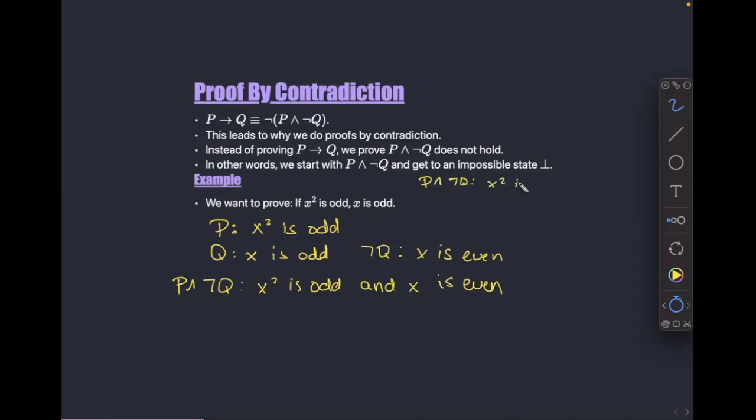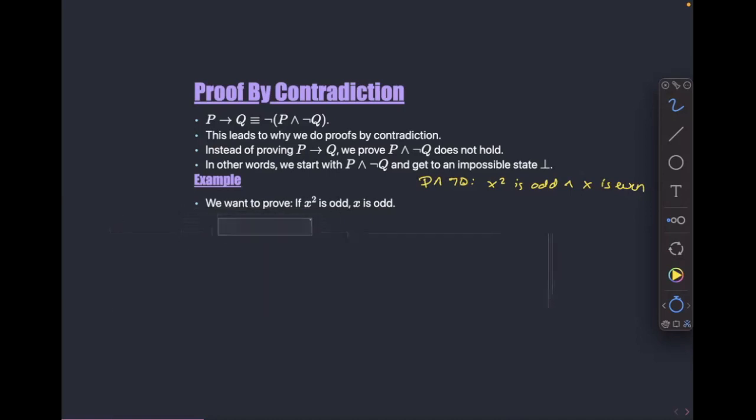X squared is odd, X is even. And then I can go ahead and start my proof by contradiction. So I am going to break it into 2 lines because I think it helps me read it a little better too.